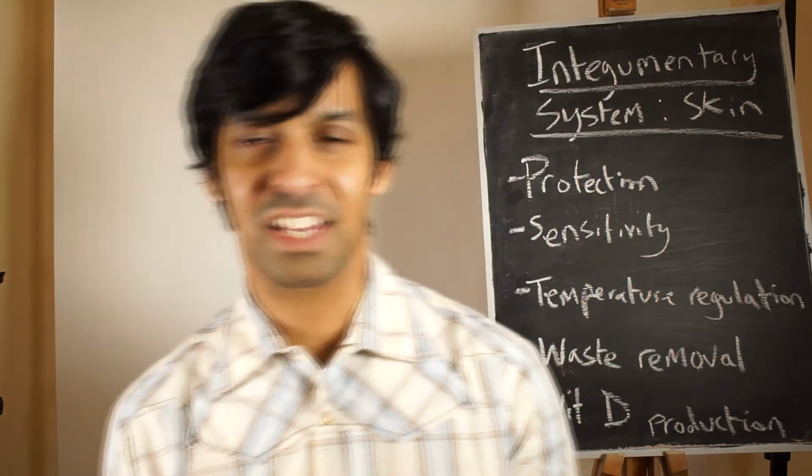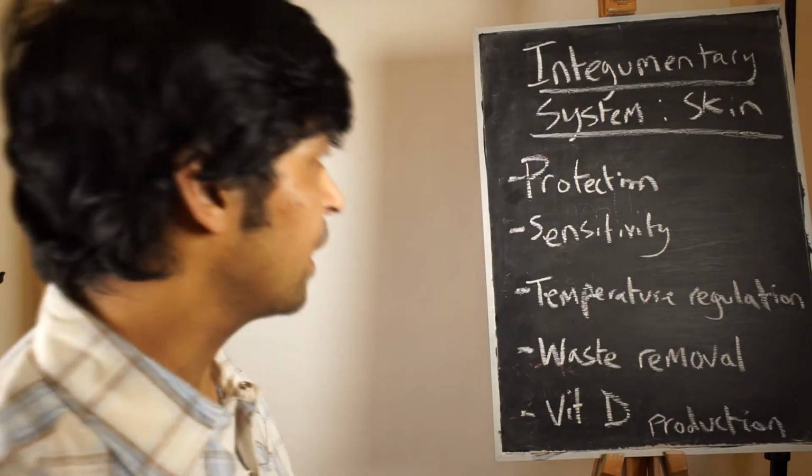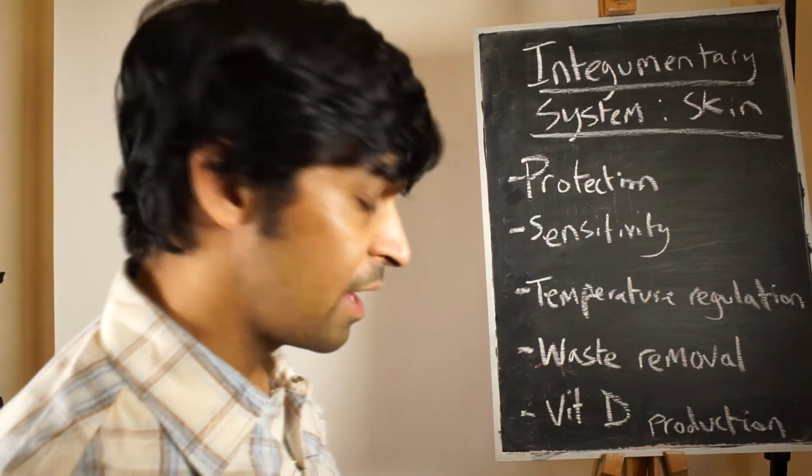Finally, vitamin D production. If you expose your skin to the sun, you can produce vitamin D, and that helps your body absorb things like calcium and phosphorus. That promotes healthy bone growth. Okay, so they're the functions of the skin.